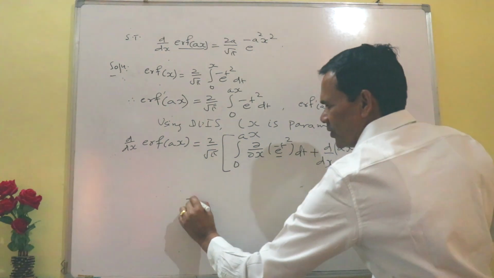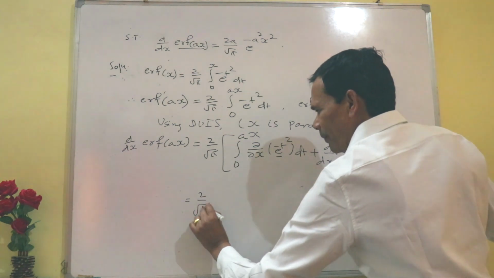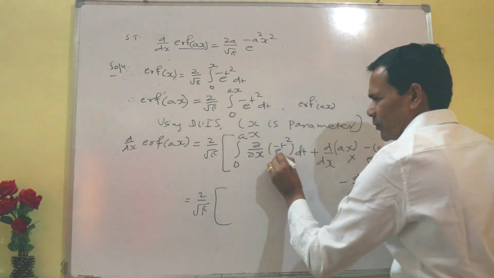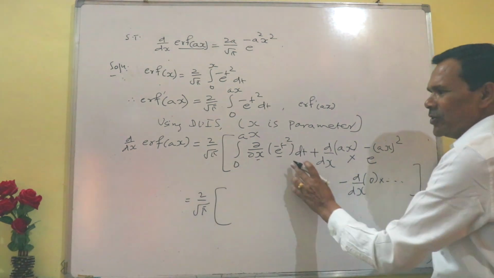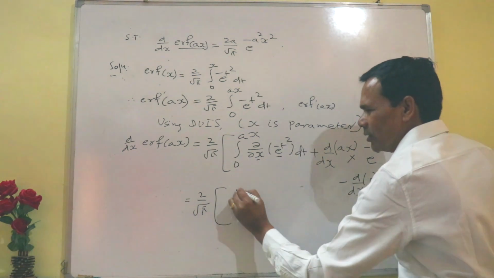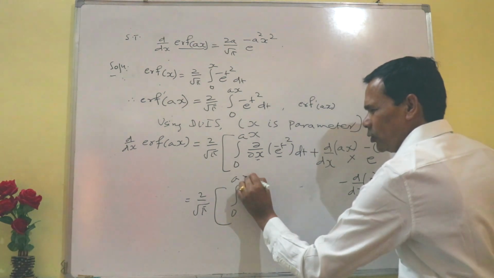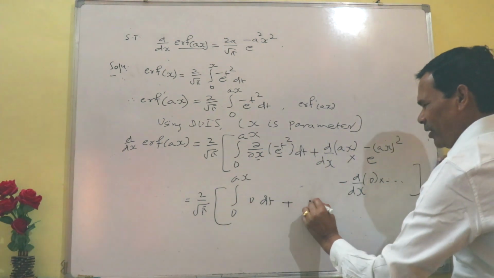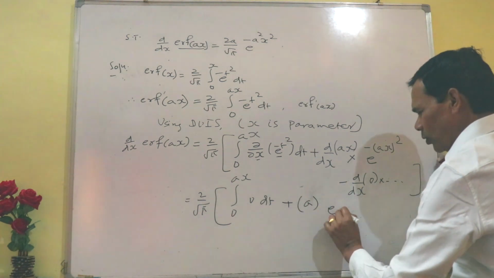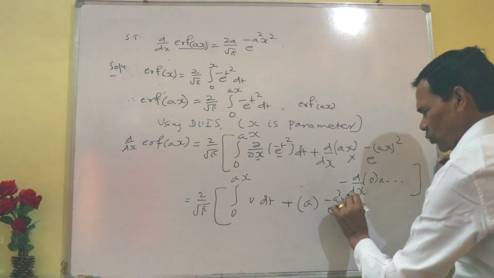Just you have to simplify this. It is 2 upon root pi. Now the derivative with respect to x of e raised to minus t square, which does not contain x, keeping t as a constant, is naturally 0. Plus this is a here, and e raised to minus a square x square.